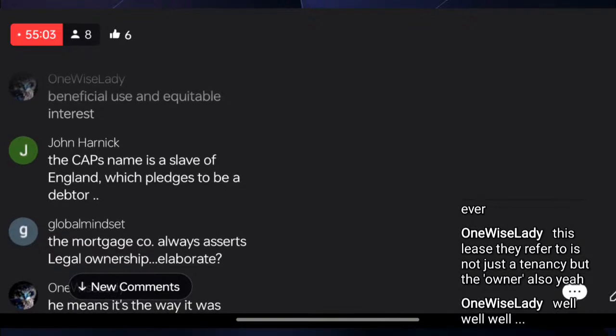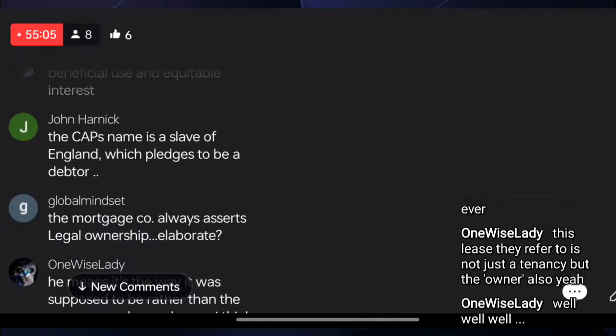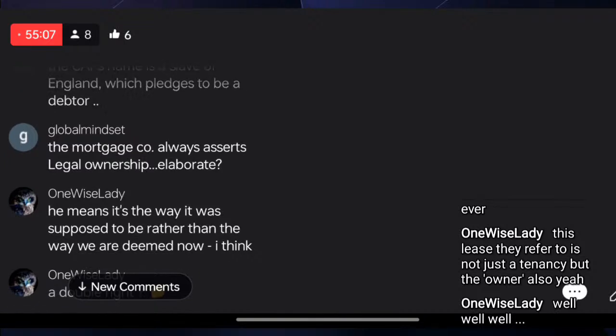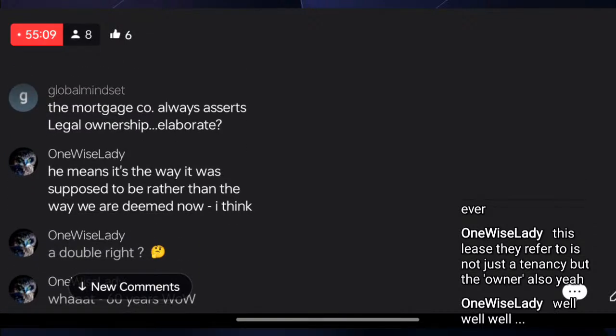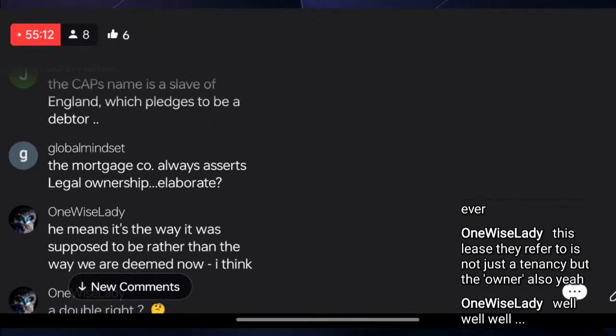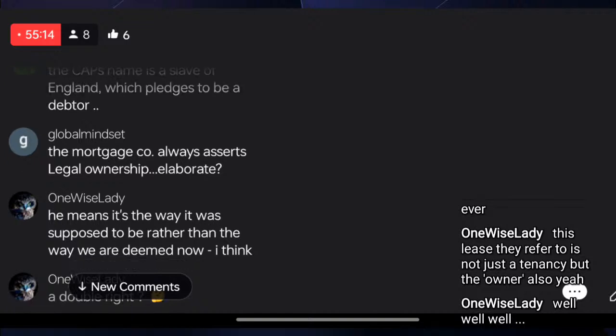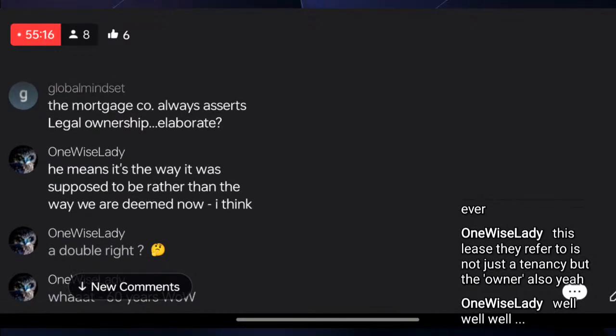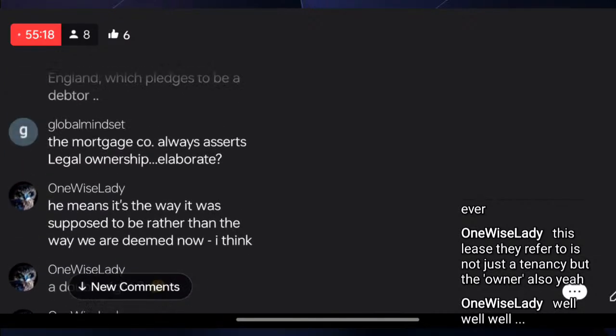The mortgage company is considered owner in fee simple. Well, kind of. They're considered the owner in fee tail. You're considered the owner in fee simple, but the problem is that they have a right of remainder.